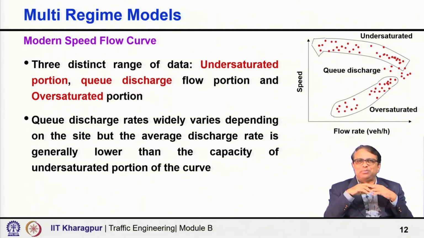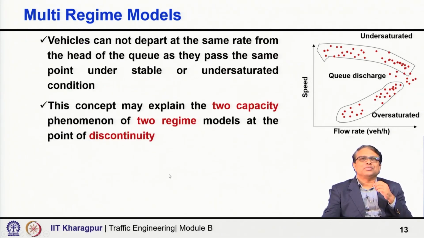And when the queue formation happens, whatever queue discharge you will get, you may not get exactly the capacity value, it is slightly lower than the capacity discharge. So, the Q discharge is generally found to be slightly on the lower side as compared to the capacity in an undersaturated portion of the curve. Why? There is a reason. The reason is vehicles cannot depart at the same rate from the head of the queue.